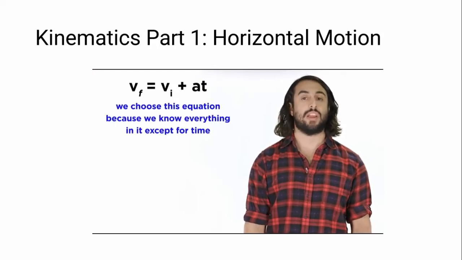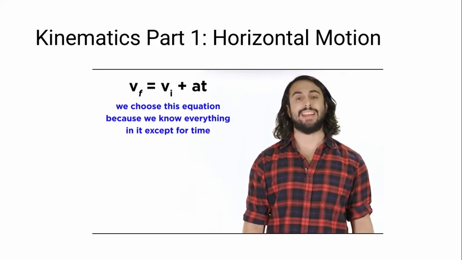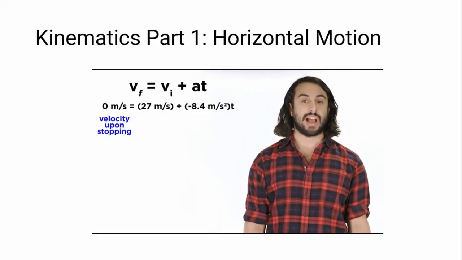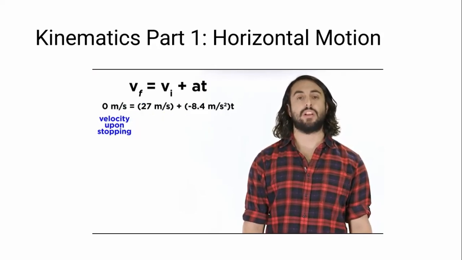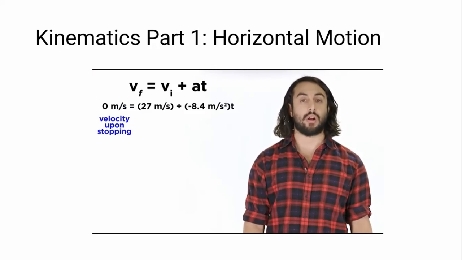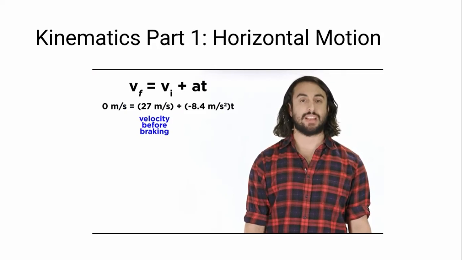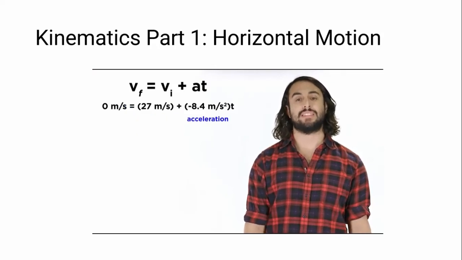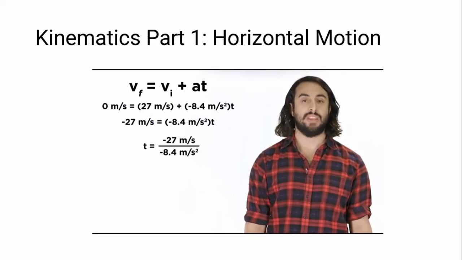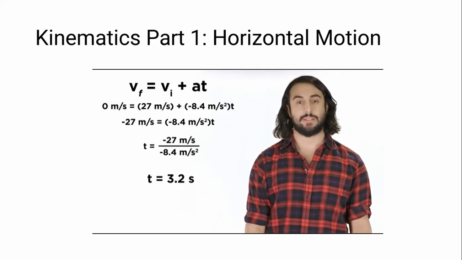It must be this equation because we know everything in it except for time. For velocity, let's plug in 0 because we are curious about the time elapsed at the moment that the car stops moving, and the velocity when it has stopped moving will be 0. The initial velocity is the 27 meters per second we mentioned, and we can plug in the acceleration, solve for time, and get 3.2 seconds.